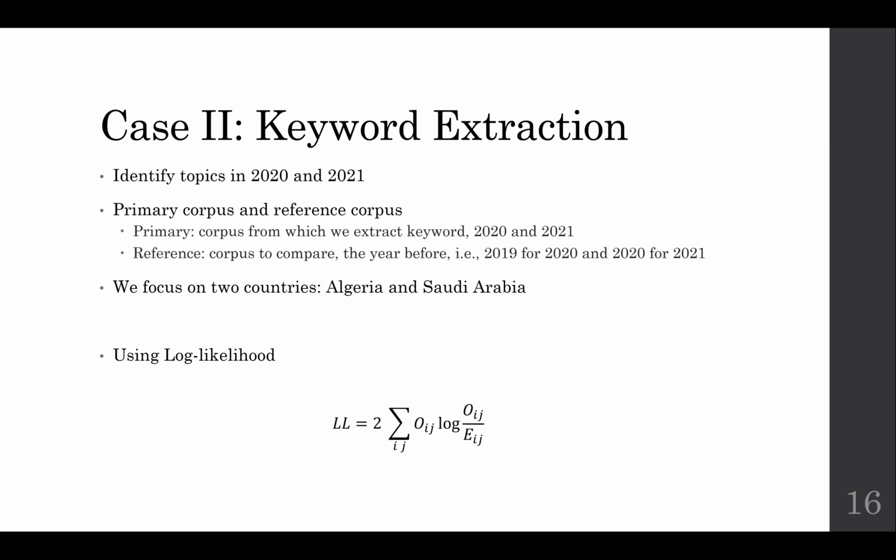Okay, the second case study was keyword extraction. The goal was to identify hot topics in 2020 and 2021. To do so, we need a primary corpus and a reference corpus. For the primary corpus, we used the years 2020 and 2021. For the reference corpora, we used just the year before. So in the case of 2020, it's 2019, and for 2021, it's 2020.